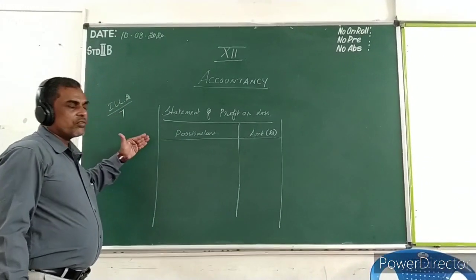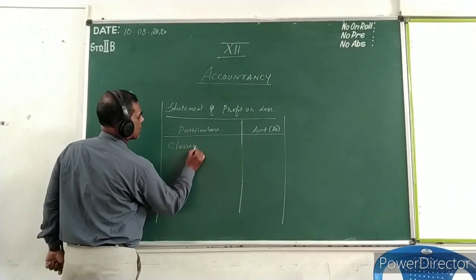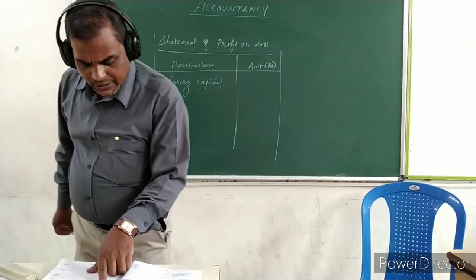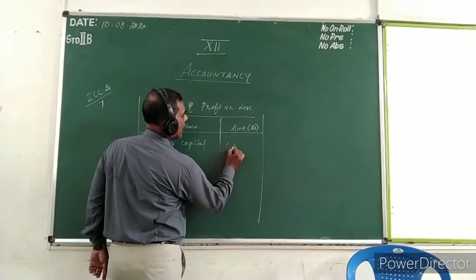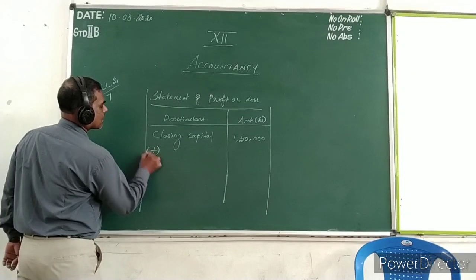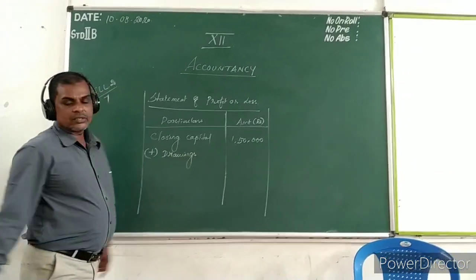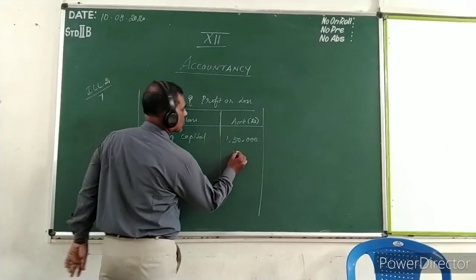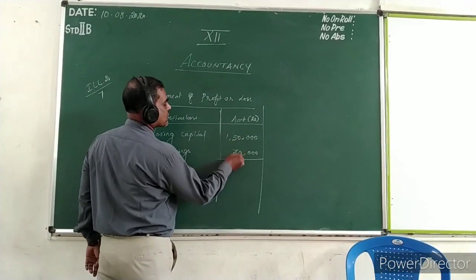As per the format, the first item is closing capital. What is the value of closing capital? 1,50,000. From this we have to add drawings. What is the value of drawings? Drawings is 30,000 rupees. So we have to add 1,50,000 with 30,000.